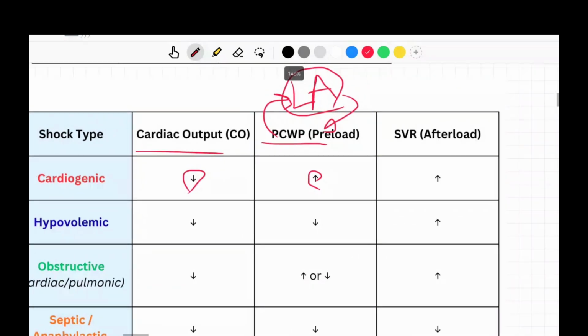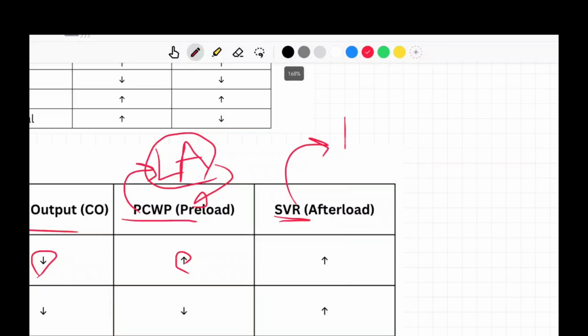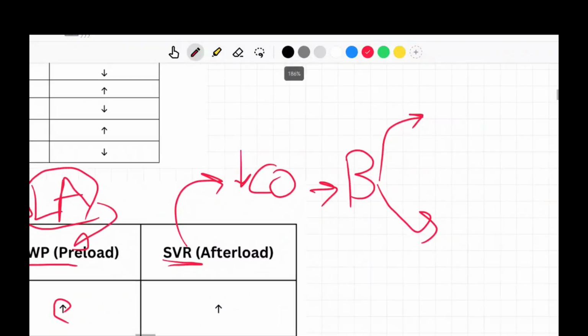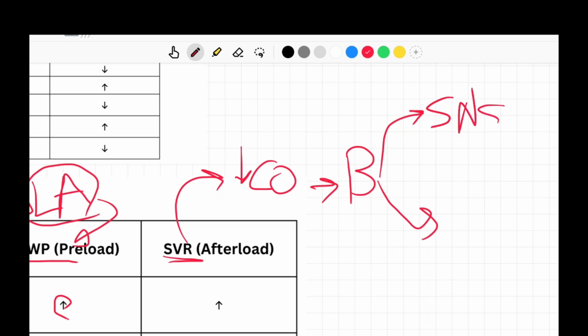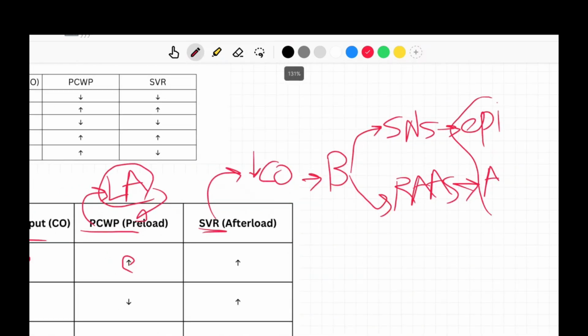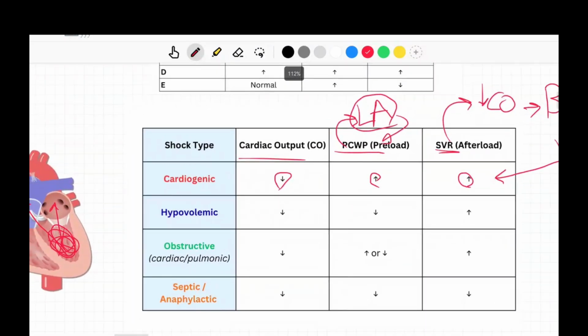The third thing is SVR, which is systemic vascular resistance. Let's explain it here guys. When we have a decreased cardiac output, this will activate the baroreceptors in our body, and this will activate two main systems. The first one is the sympathetic nervous system. This will increase our epinephrine. Second one is the renin-angiotensin-aldosterone system, and this will increase our angiotensin. And both of these are very potent vasoconstrictors. This will lead to a massive vasoconstriction in our body and increase in systemic vascular resistance to maintain our blood pressure. Okay?